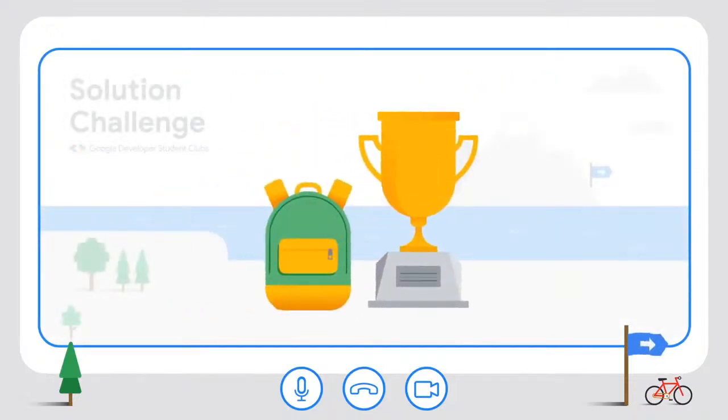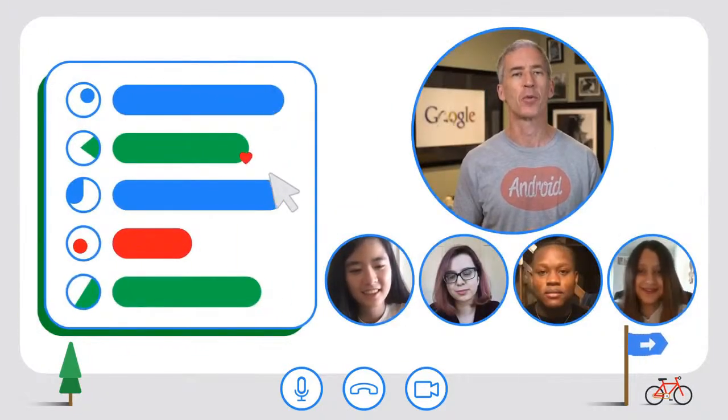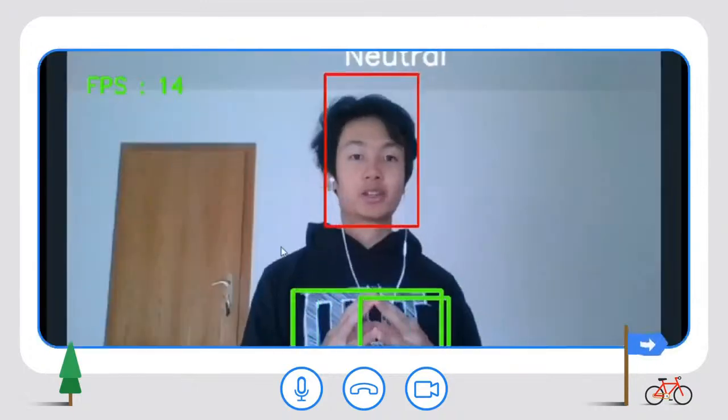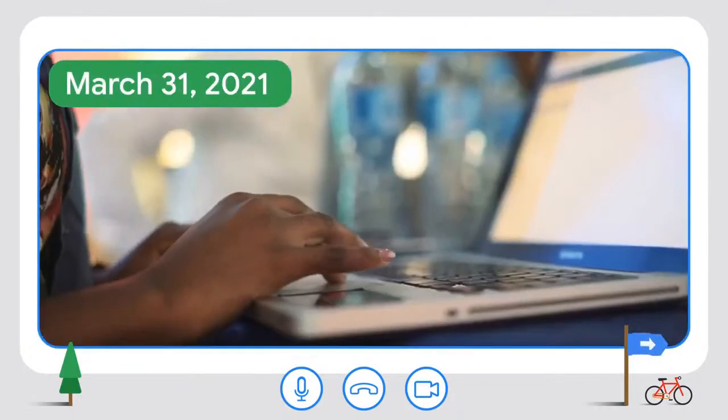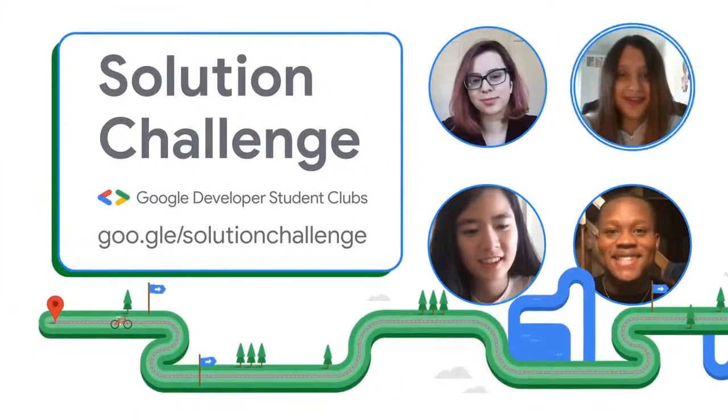Win cool prizes, mentorship from Google, and swag. Get help along the way from Google at training events, code labs, and hackathons. Submit your solution by March 31st, 2021. Register today. We can't wait to see what you build. Let's get started.